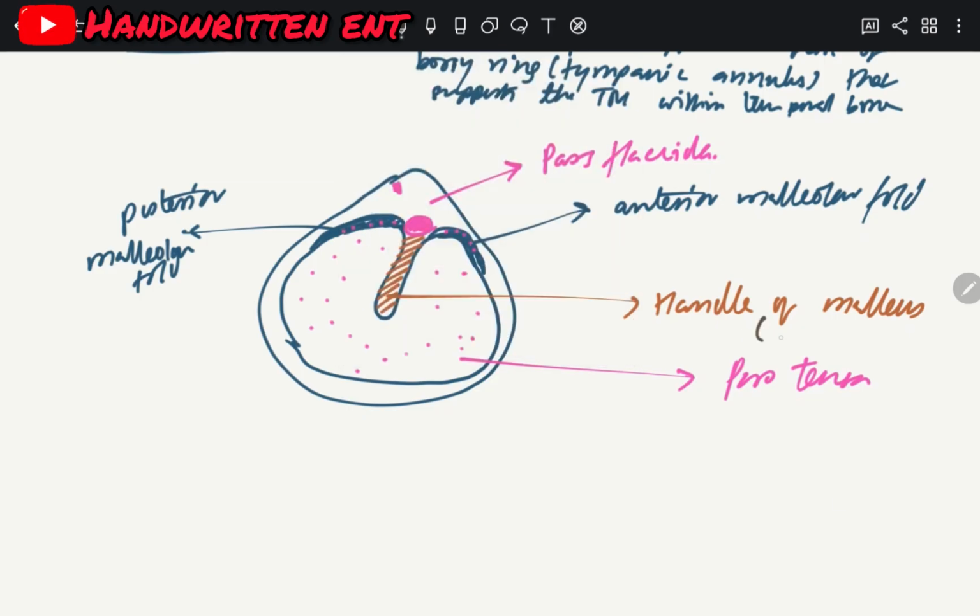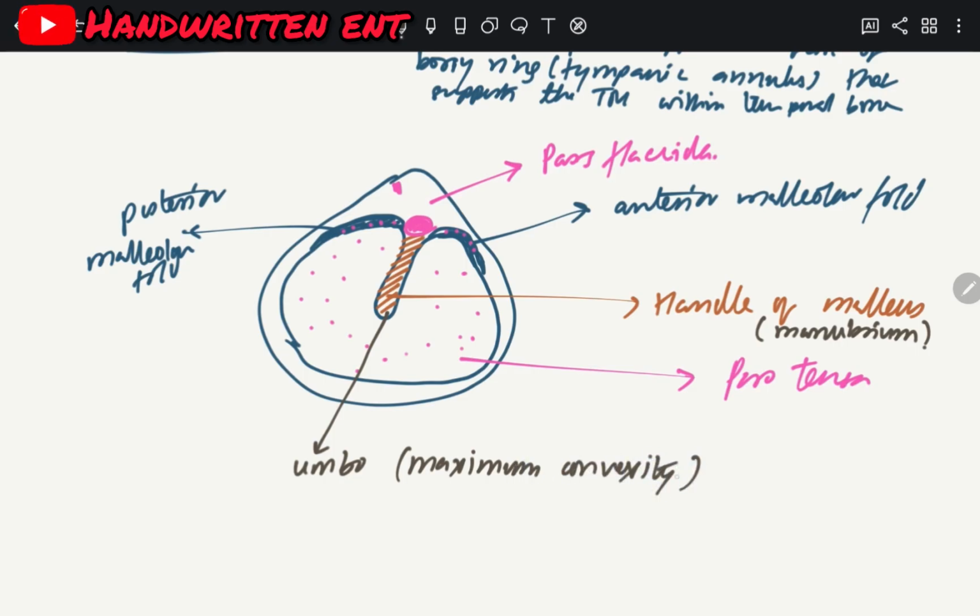Another name for handle of malleus is manubrium, and the tip of the handle of malleus is known as umbo. It is the most prominent part of tympanic membrane, and it is the point of maximum convexity. The cone of light always falls in the antero-inferior quadrant. So this is the inferior quadrant. So the cone of light always falls in the antero-inferior quadrant. So this is the antero-inferior quadrant, and this is cone of light.